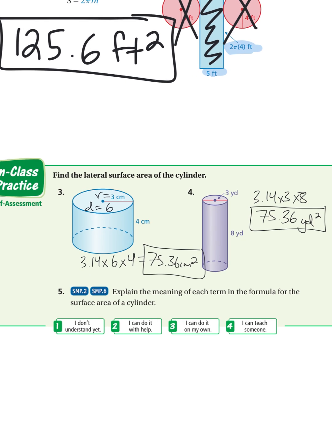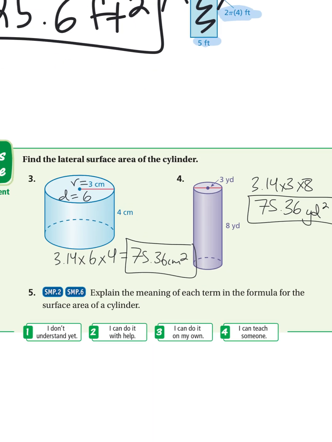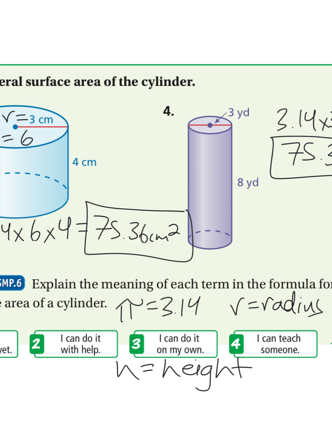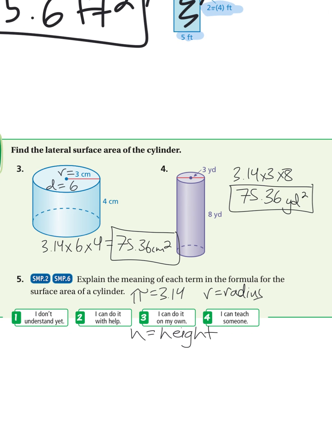Okay, number 5 says explain the meaning of each term in the formula for the surface area cylinder. Well, we know pi is 3.14. We know r is the radius. And we know h is the height. Those are the 3 non-number things in the surface area cylinder. So r and h are our variables. R stands for radius, h stands for height.